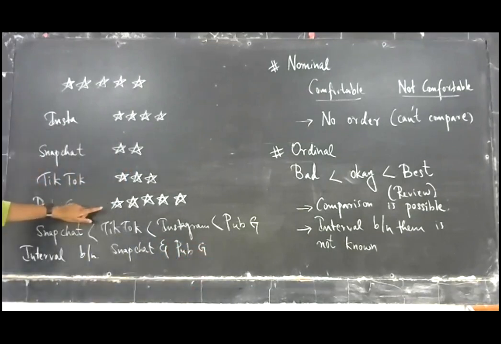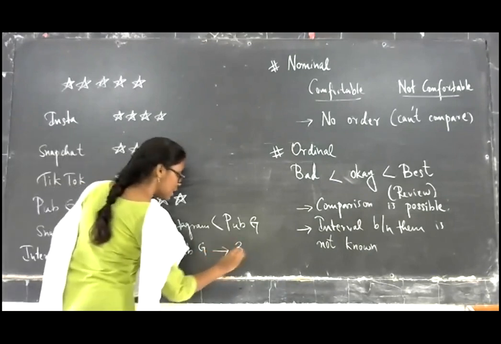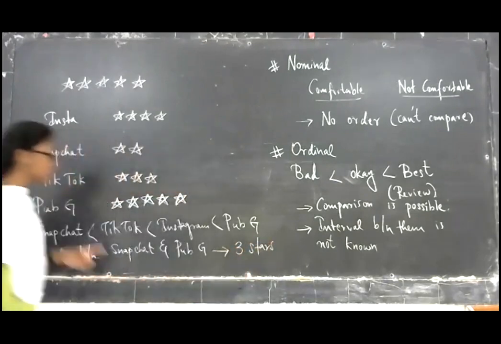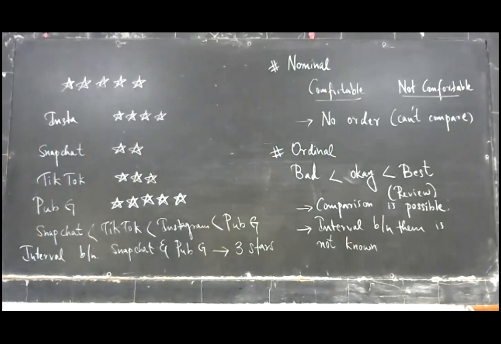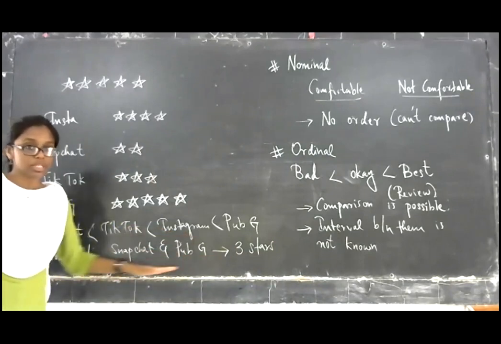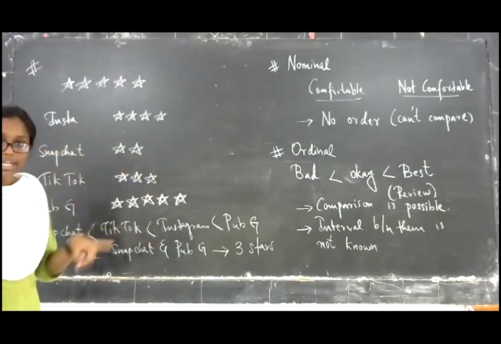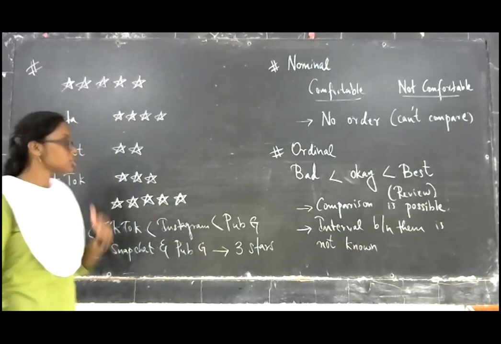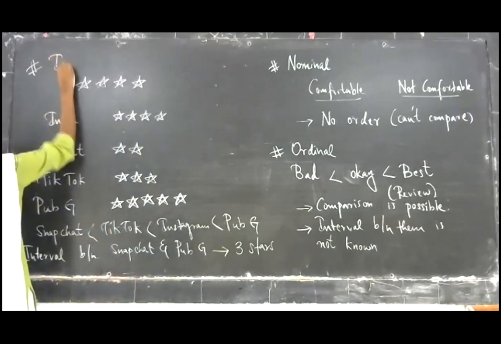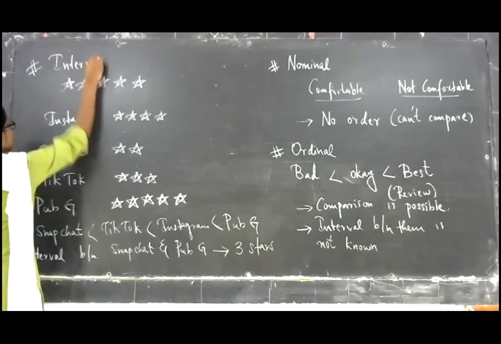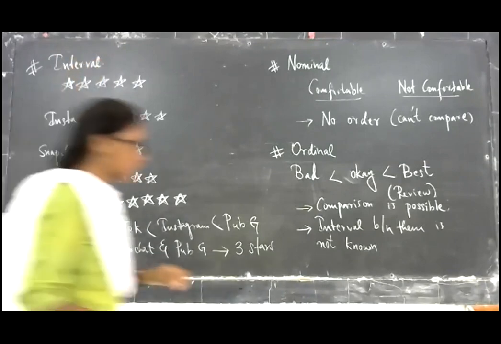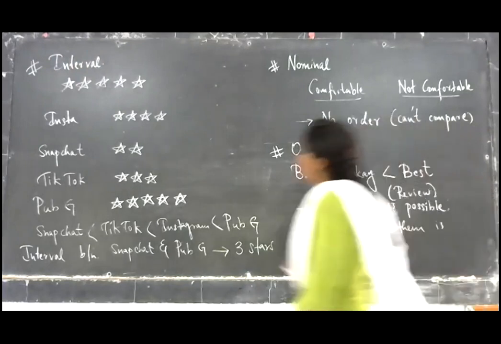PUBG is 5 stars. Snapchat is just 2 stars. The difference between them is 3 stars. So here you are able to compare them, you are able to put them in an order, and at the same time, you are able to see what the interval between them is. So this kind of data where all 3 are possible, comparison, ordering, and finding the interval, is called interval data.